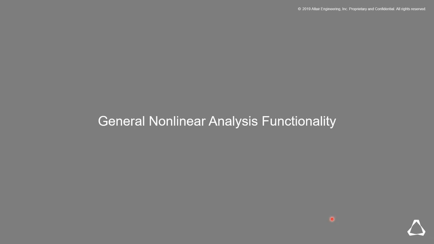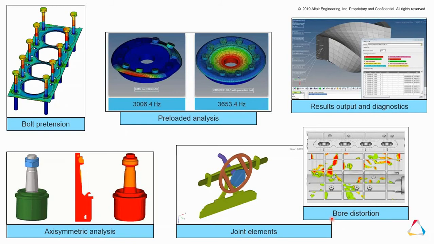So apart from this, there are various other types of nonlinear analysis functionalities available with OptiStruct. Of course, we don't have the luxury of time to go through every single feature that's available, but I did want to show you a representative set of features that are available with OptiStruct today. So for example, you can do bolt pretension analysis. You can also do a preloaded analysis. And in the case of a preloaded analysis, you could use a nonlinear analysis. It could be a small displacement or a large displacement formulation problem, and use that as a preload condition to run your vibration study. We also have a lot of results output and write out a lot of diagnostic information.